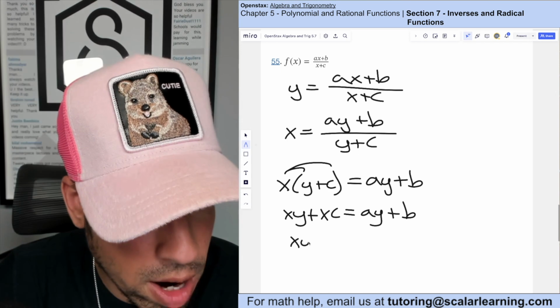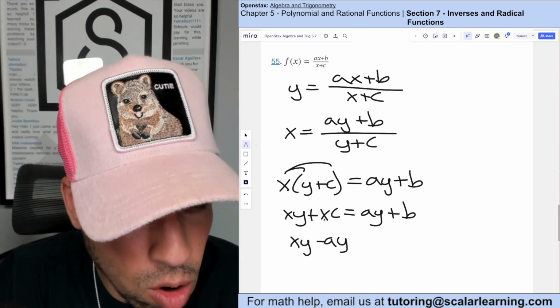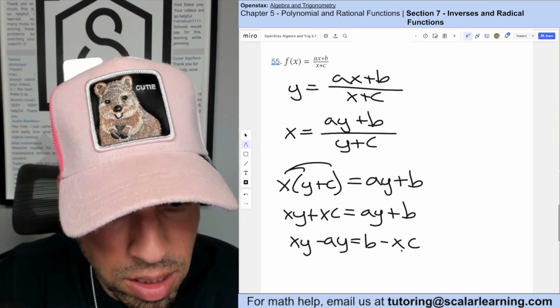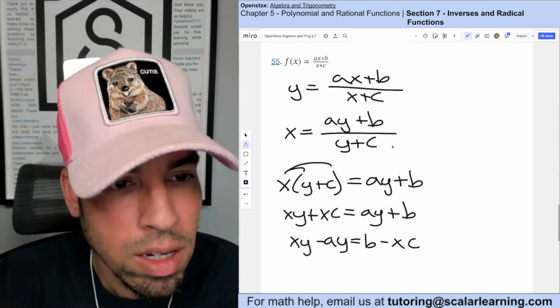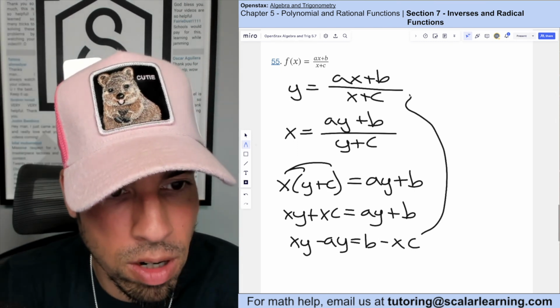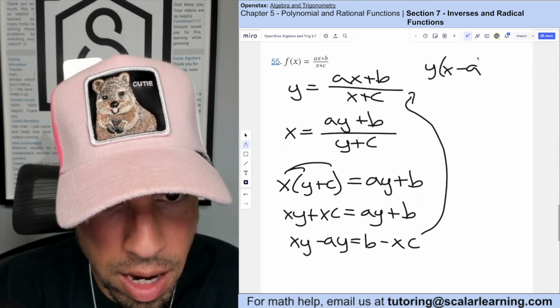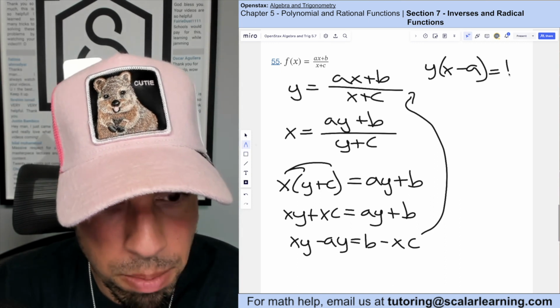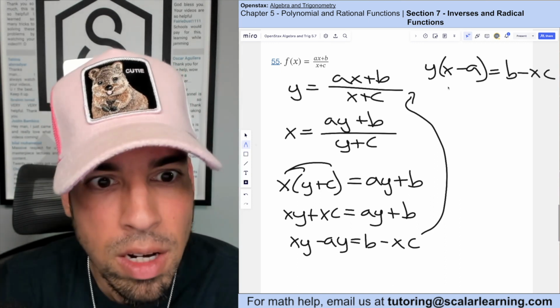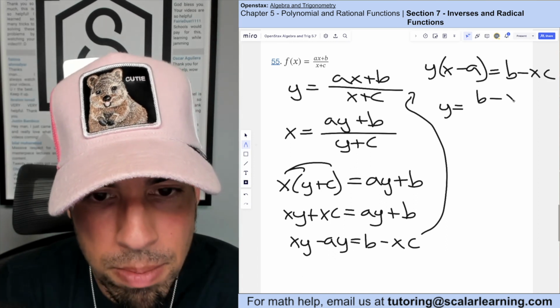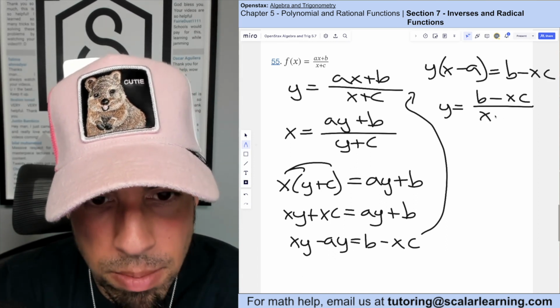Then I'm going to subtract ay from both sides, and I'm also going to subtract xc from both sides because we're going to simultaneously get these y's nice and isolated. Then up here, I'm going to factor out the y, and then I got (x minus a) times y on the left side equals b minus xc. Last but not least, we're going to divide both sides by x minus a. And I got (b minus xc) over (x minus a).